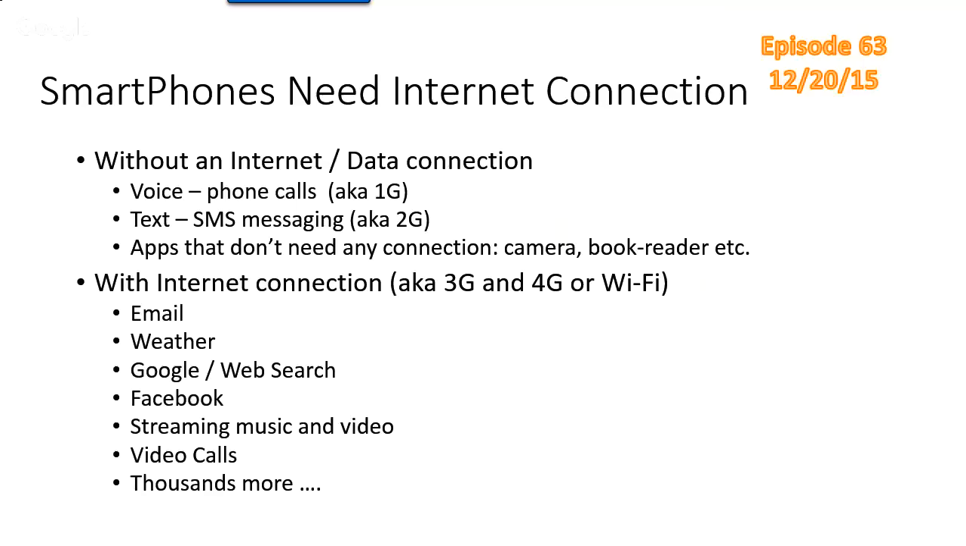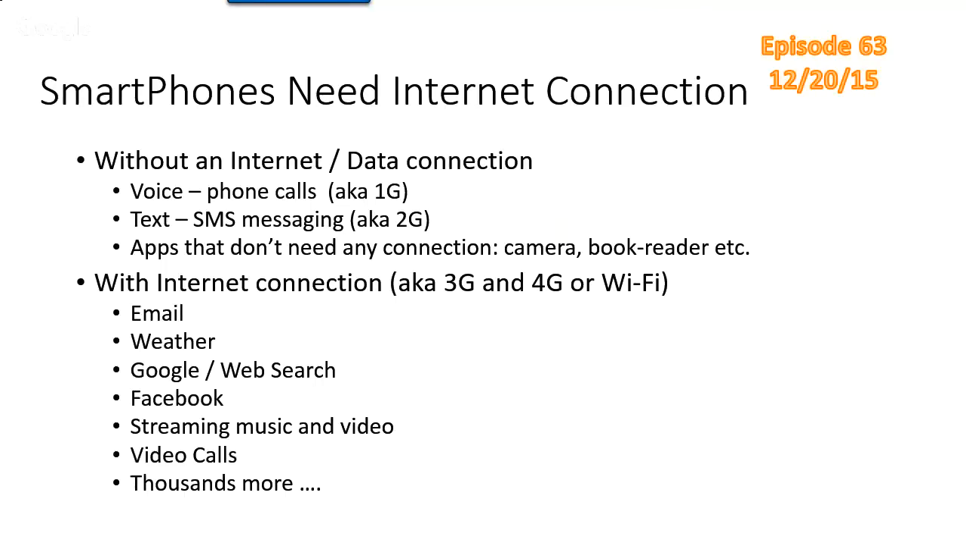So without an internet/data connection, you can still make phone calls, you can do text messages, and you can use apps that don't need any connection. Your camera still works. You can do Kindle book readers and a bunch of other things. But with an internet connection, that's when you can do email, you can check the weather or do any kind of Google web search. You can use Facebook, streaming music and video calls, and thousands of more things. So having an internet connection is important.